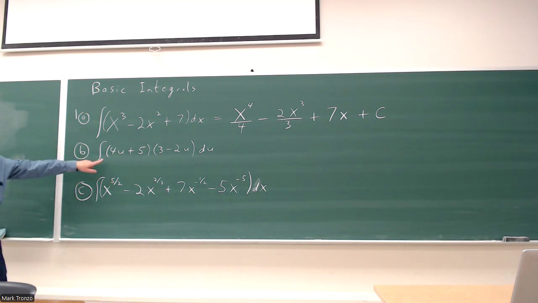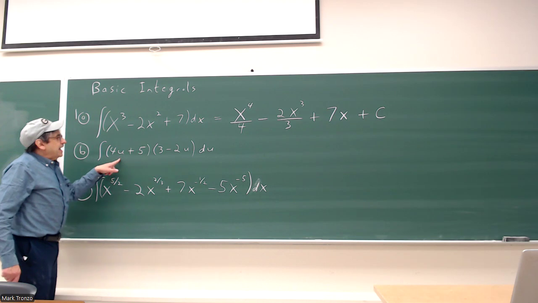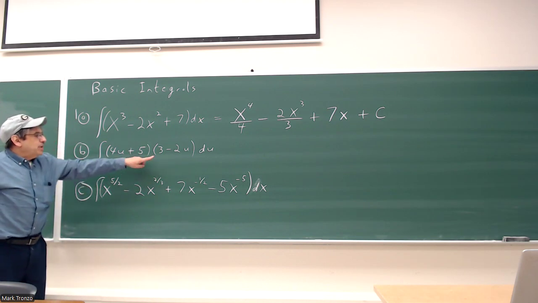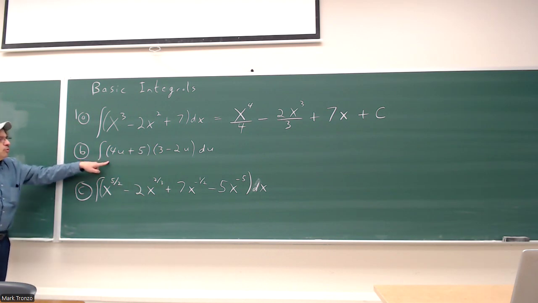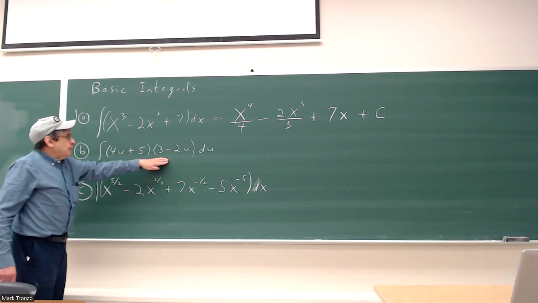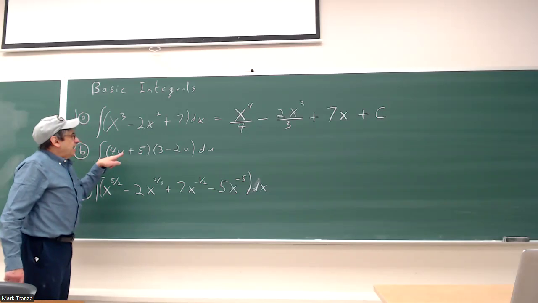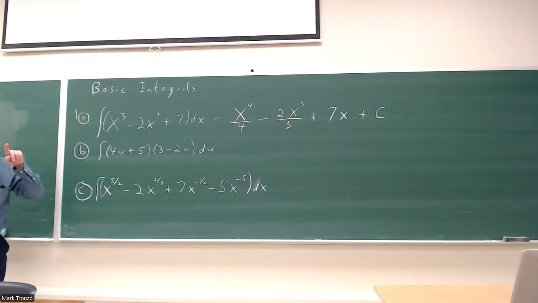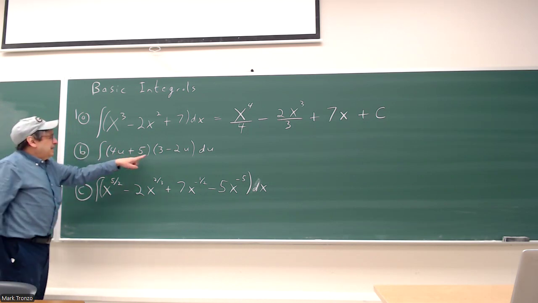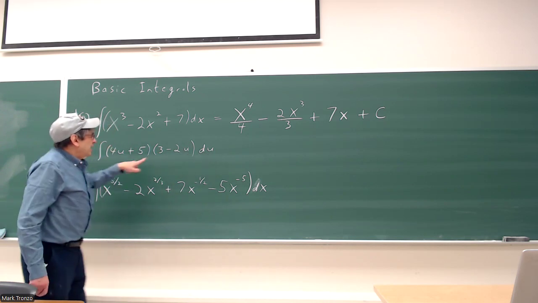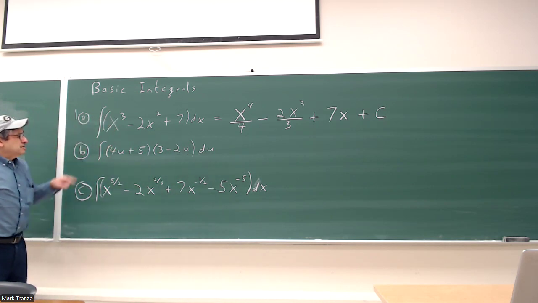Now, the second one here, we have a product, so we can't integrate until we multiply out the product. There are going to be some cases later where we might do substitution, stuff like that. But for right now, if we have a product, we're going to multiply it out first. And don't let the fact that we have u instead of x hold you back, because this is du instead of dx, so it works just the way the x's do.